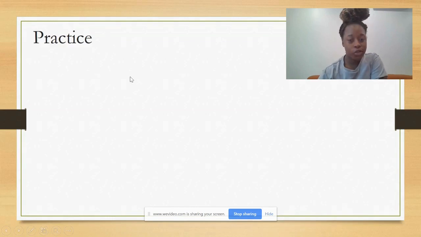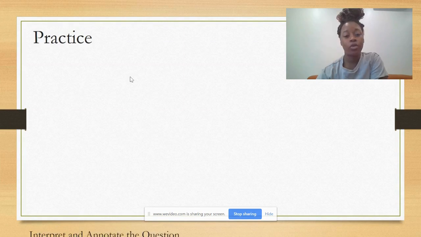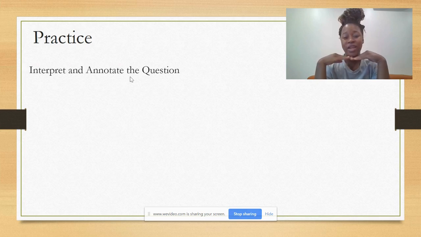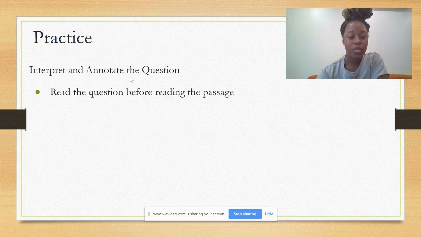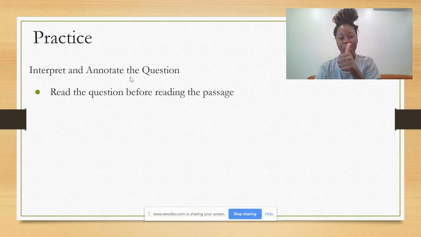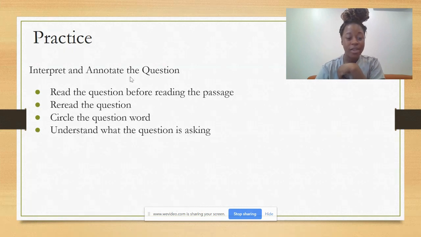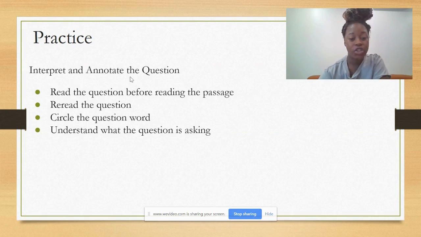It is now your turn to practice this skill with a text of your own. But before we move on to that part, let's review the steps for interpreting and annotating the question. Go ahead and take a moment to think to see if you can guess them before I say them. Take a moment. All right, get ready. Step 1. Read the question before reading the passage. If you got that one right, give me a thumbs up. Cool. Step 2. Reread the question. If you knew that was next, you can give me another thumbs up. Step 3, circle the question word. And step 4, understand what the question is asking.